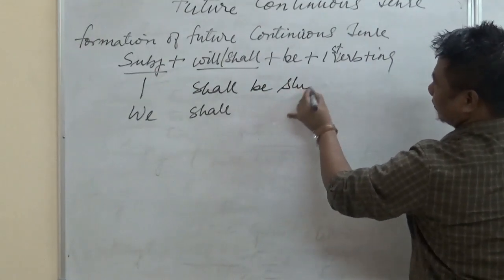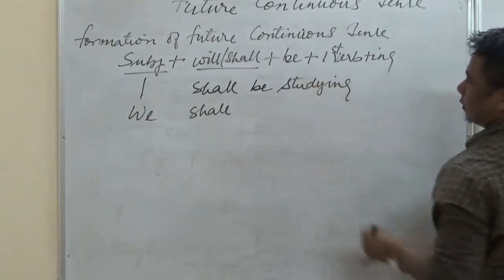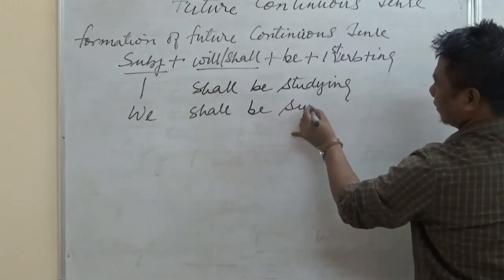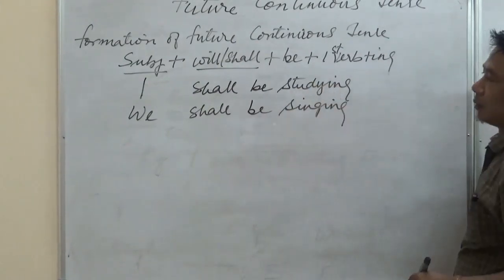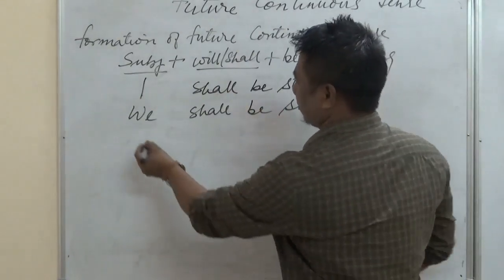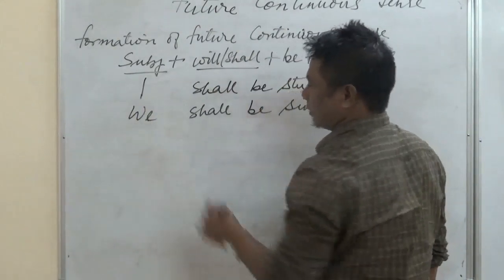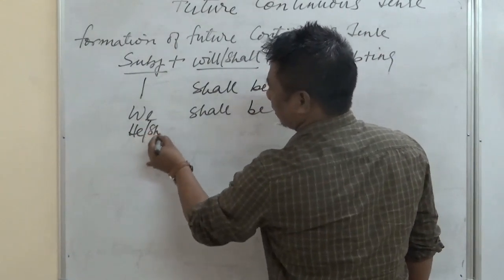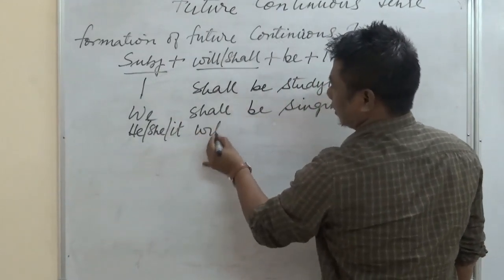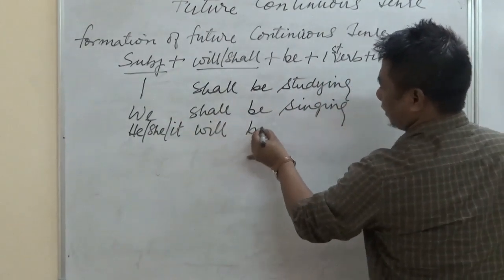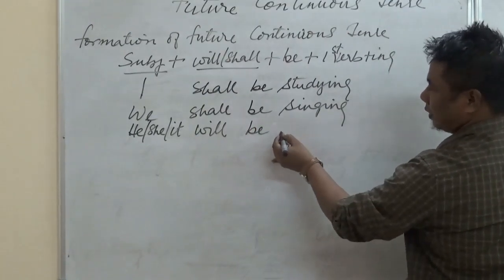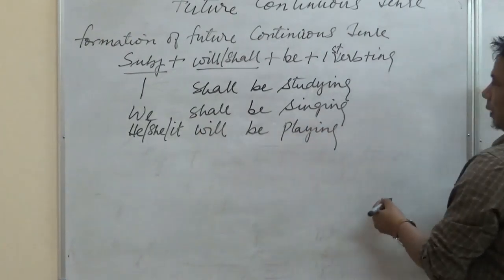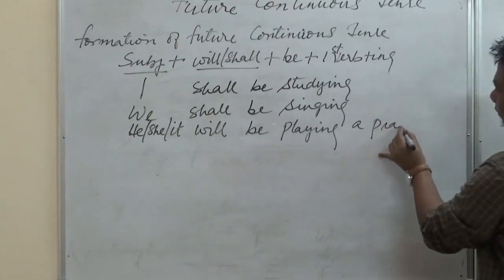I shall be studying, or we shall be singing. And with he, she, or it, will is used. It will be, she will be playing, it will be playing, she will be playing a piano, for example.